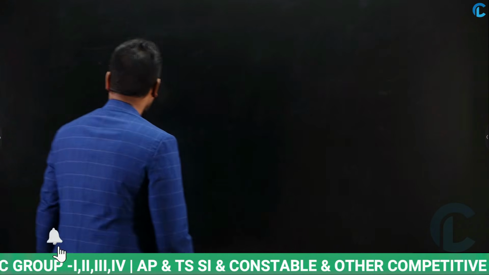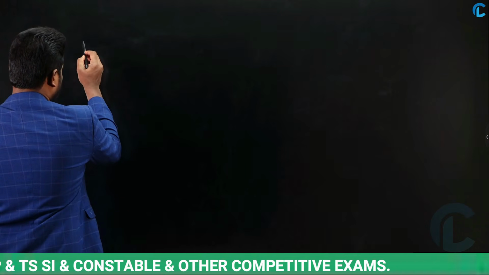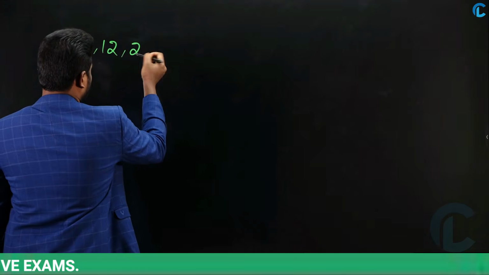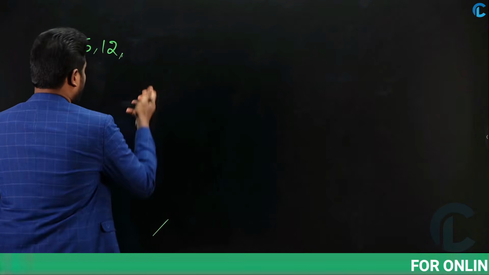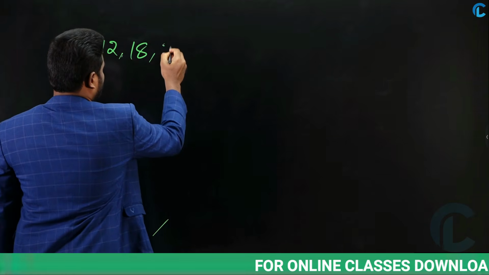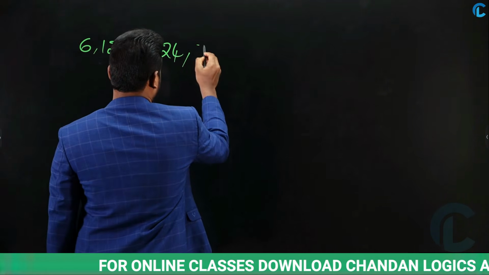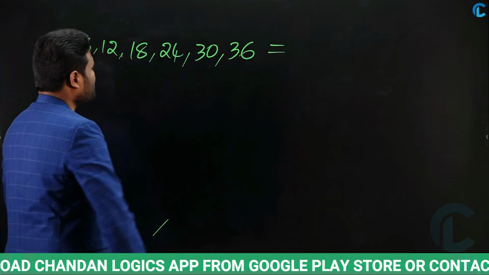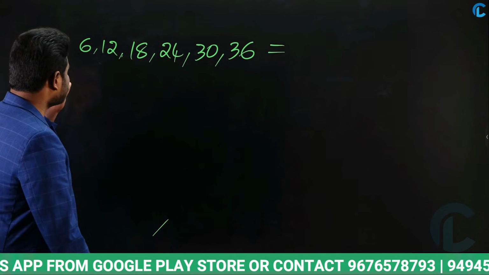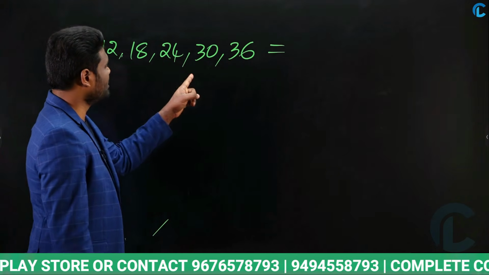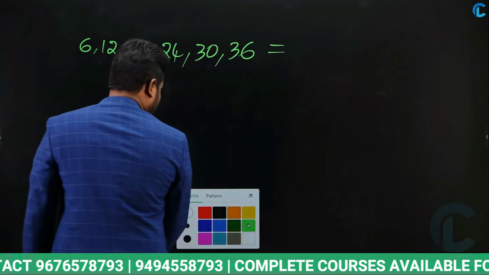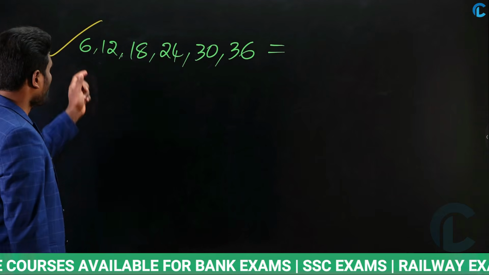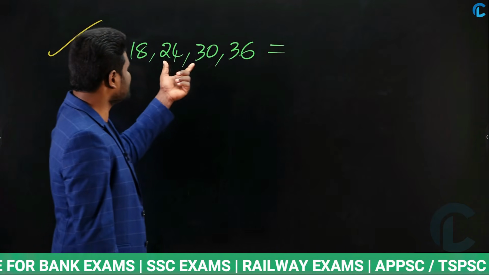Observe here carefully. Let us say I have numbers like 6, 12, 18, 24, 30, 36. And now I am supposed to calculate the average of these numbers. 6, 12, 18, 24, 30, 36. Now if you observe here, even this series is in arithmetic progression. Yes or no? We have a common difference of 6.